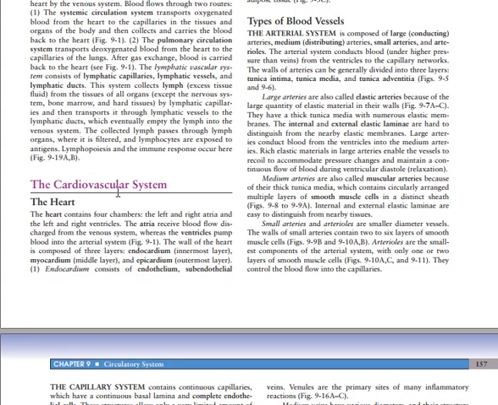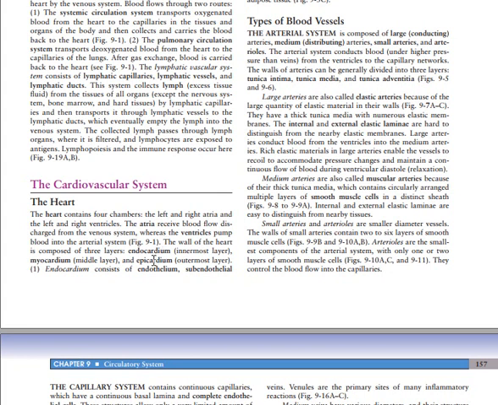The heart is divided into four chambers. You have the atria and the ventricles, and each atrium and ventricle is divided into left and right. So you have left and right atria, and you have the left and right ventricle. Now, the next one is the division of the heart based on the layers of the heart, which is divided into endocardium, the myocardium, and the epicardium.